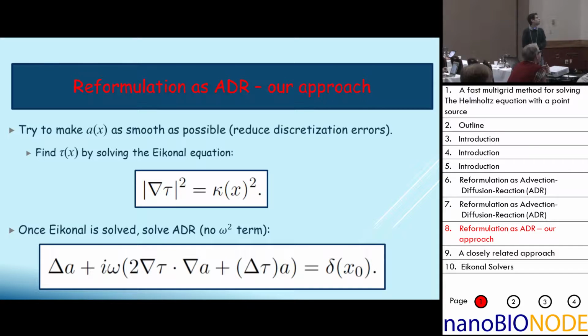Okay, so in this work we try to make the amplitude as smooth as possible to reduce the discretization errors. So we find tau by solving the Eikonal equation. We basically remove the omega squared term, and that has some physical consideration in it. So once the Eikonal is solved, we solve the ADR equation, which has no omega squared term. We are left only with this equation to solve.